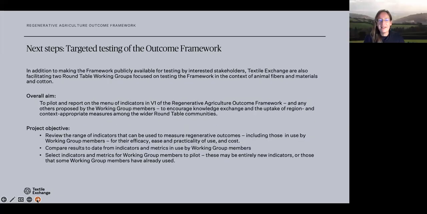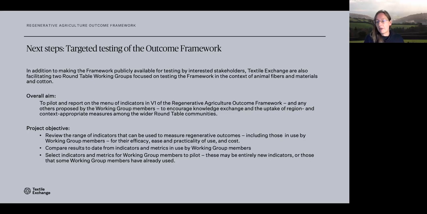Thank you very much, Hannah. And really just to build on what Hannah has just explained, we are doing some more focused testing of the outcome framework in animal fibres and cotton. We've recently launched both of these. The animal fibres working group is just a few weeks ahead of the cotton group. And our aim here is to pilot and report on the menu of indicators, and also to make sure that we haven't missed anything from our working group members, if there's anything that they feel should be included that hasn't been.